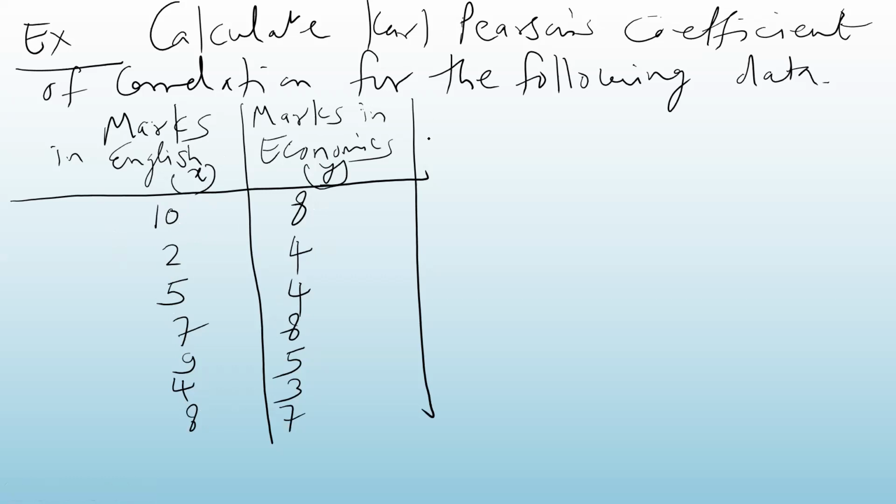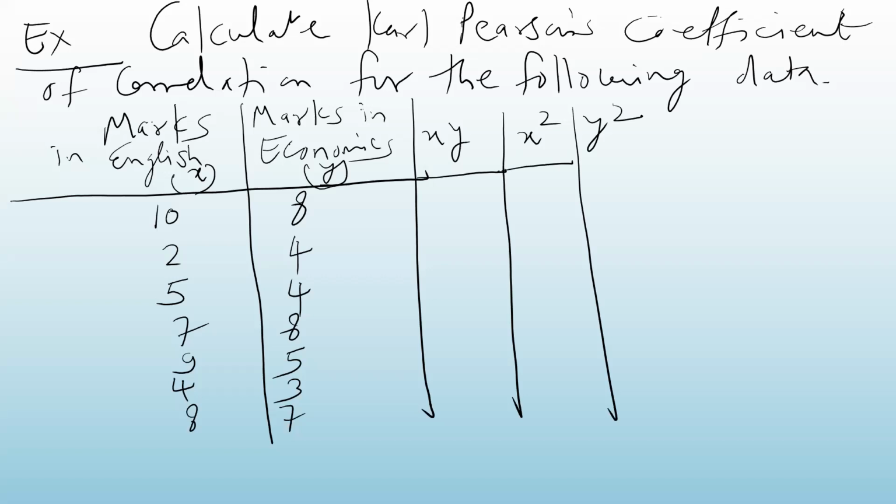So as usual, we will have to make 3 columns for X into Y, X square, and Y square. Okay. So quickly we will do it. X into Y. So 10 into 8, that is 80. 2 into 4, 8. 5 into 4, 20. 7 into 8, 56. 9 into 5, 45. 4 into 3, 12. And 8 into 7, that is 56. So quickly you can complete the column.